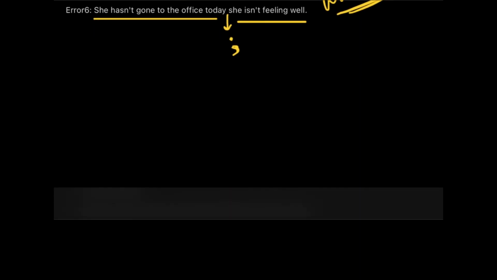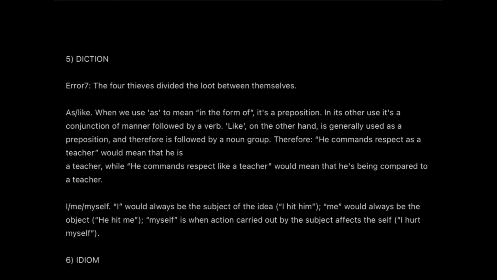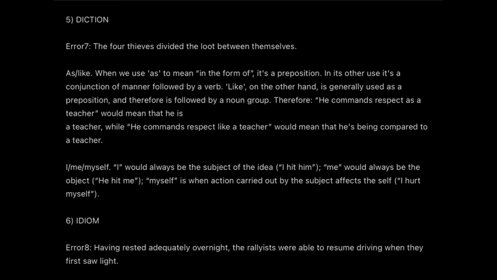Now the next thing which we will be learning is about diction. Okay, diction. So when answering the sentence correction question, students should pay attention to the conventions followed with the use of words and should choose those that properly and effectively reflect the intended thought. जैसे कि पहले हम solve करते हैं error number 7. All right, error number 7 क्या है? The four thieves divided the loot between themselves. Now the problem here is with between. Why? Because it should be replaced by among.